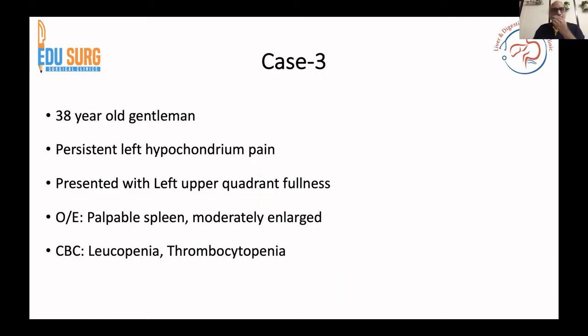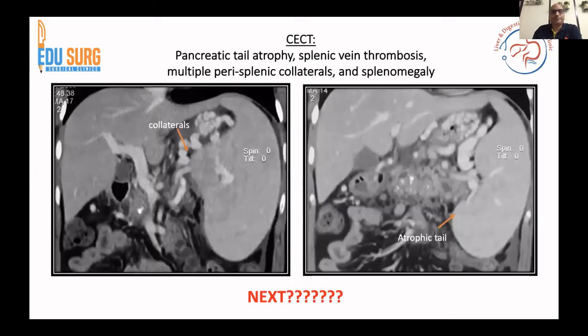Okay, let's move on to the next case. 38-year-old gentleman, persistent left hypochondrium pain, presents with left upper quadrant fullness. On examination, palpable spleen, moderately enlarged, a couple of finger breadths below the left margin. CBC shows leukopenia, thrombocytopenia.